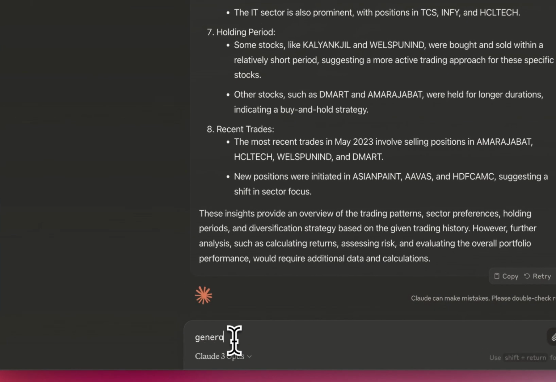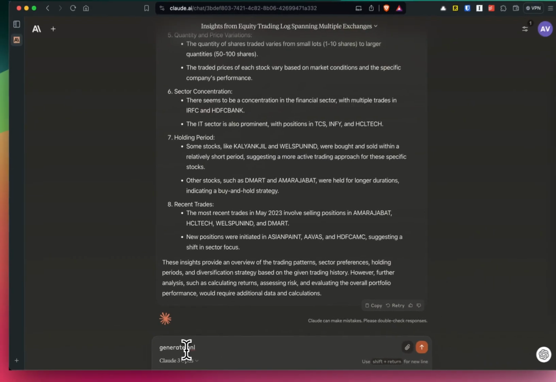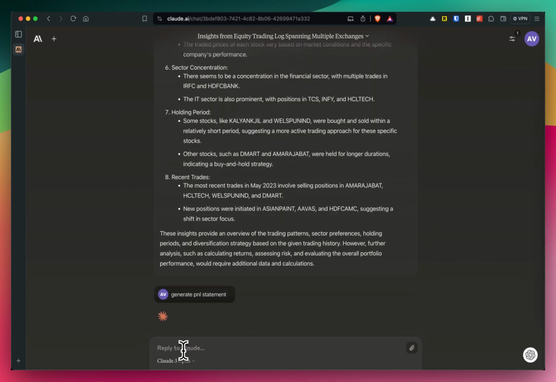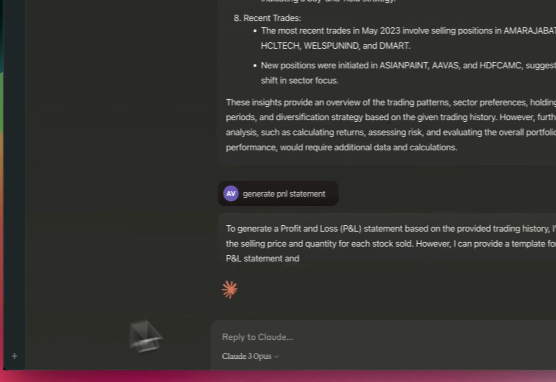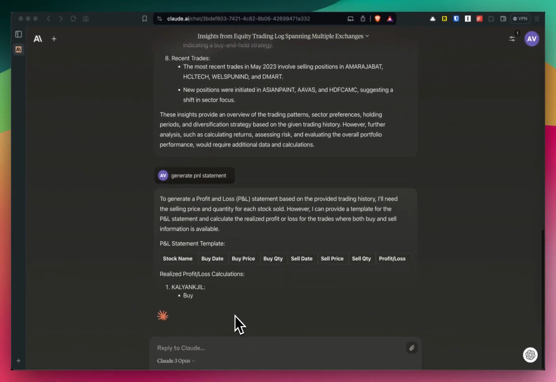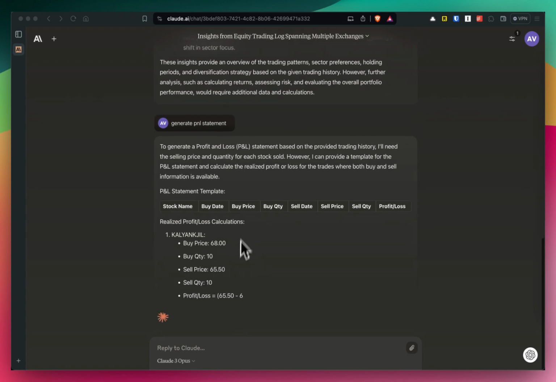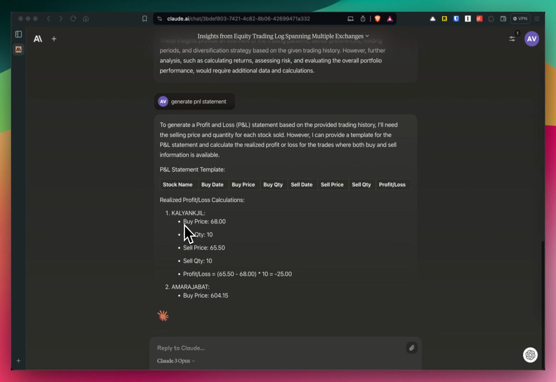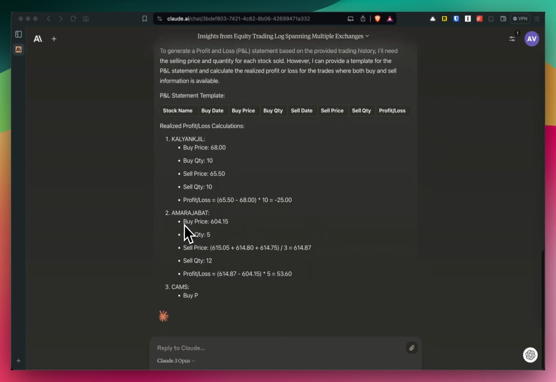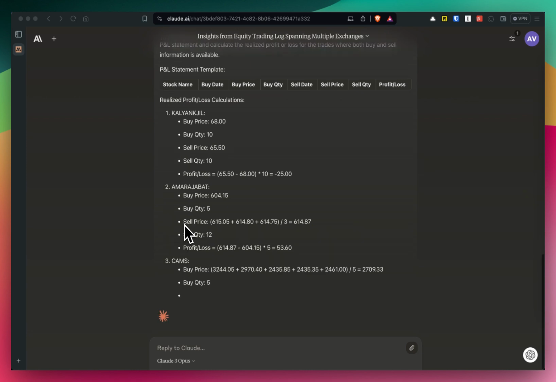You can actually ask it to generate a P&L statement, and it will probably give you some kind of warning that it doesn't have enough data and things like that. But yeah, it doesn't have the data, and that's what it's trying to say. So it's suggesting some sort of template as well, but it's basically giving me the calculations for the stocks for which it has the sell price information, and it's going to keep on doing this.